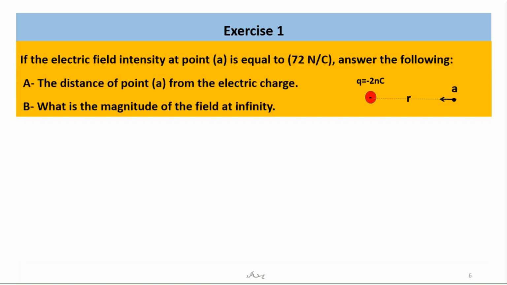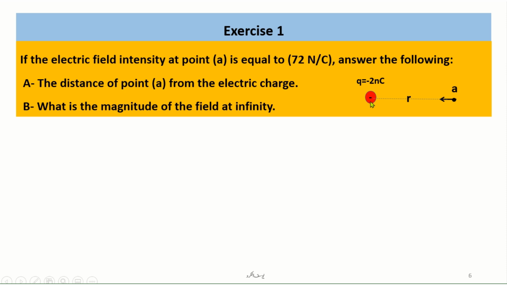Exercise 1. If the electric field intensity at point A is equal to 72 Newton per Coulomb, answer the following. First, find the distance of point A from the electric charge, and what is the magnitude of the field at infinity. Okay, we have to see the figure.